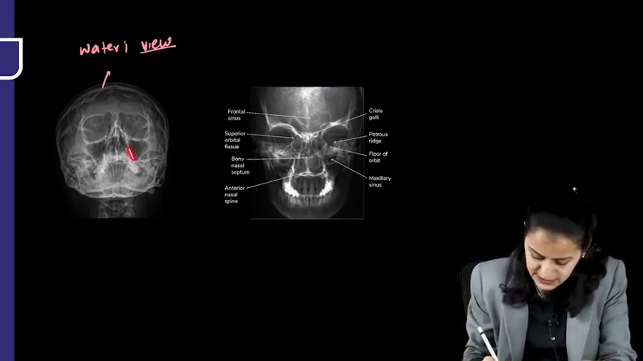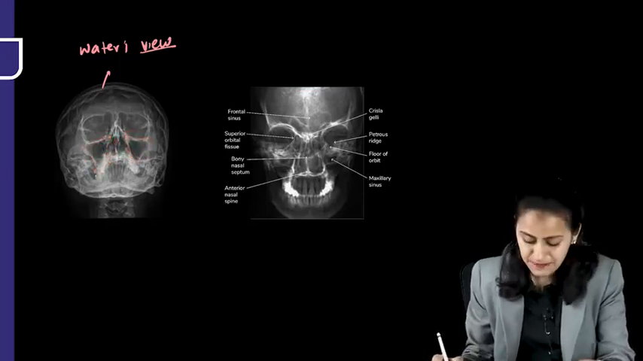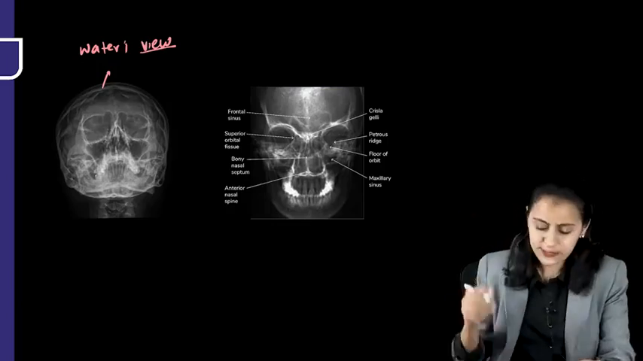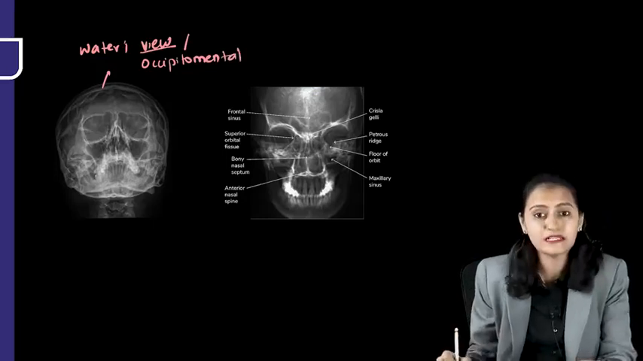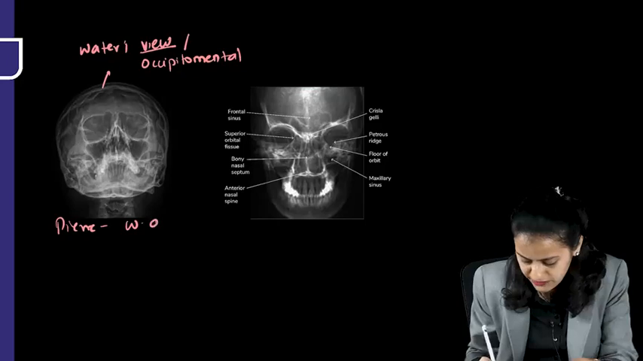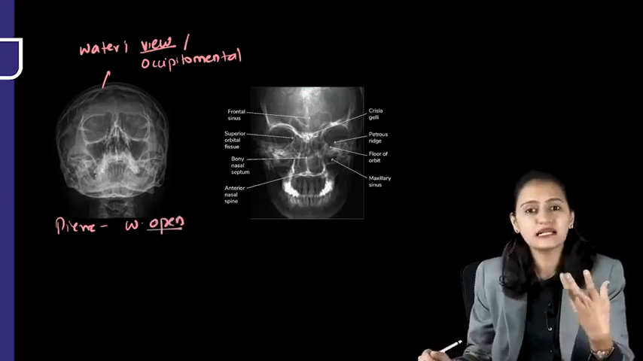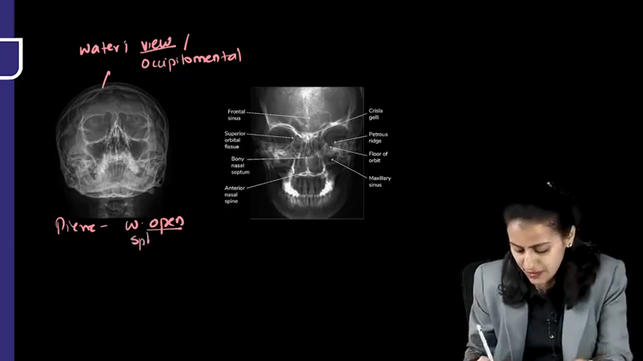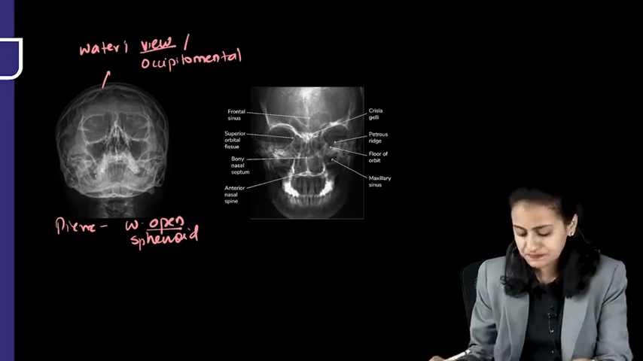Because we can see the maxillary sinus well here. Okay, we can see the maxillary sinus well, right? So Waters view is also called the occipitomental view. What is Pierre's view? Remember, Pierre's view is Waters view open mouth, which additionally helps us to visualize the sphenoid sinus as well. That is Waters view open mouth, Pierre's view.